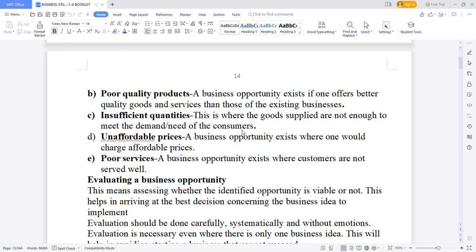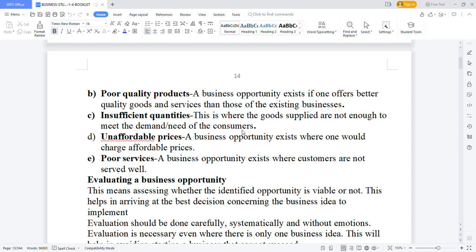You have seen this. For instance, let's say we have two people, both of them selling clothes. One is selling a t-shirt at 500, another one is selling the same type at 1000. 1000 may be unaffordable for some people. So this particular group of people will move to the person who is selling t-shirts at 500 because they can simply afford it. So that is a business opportunity.